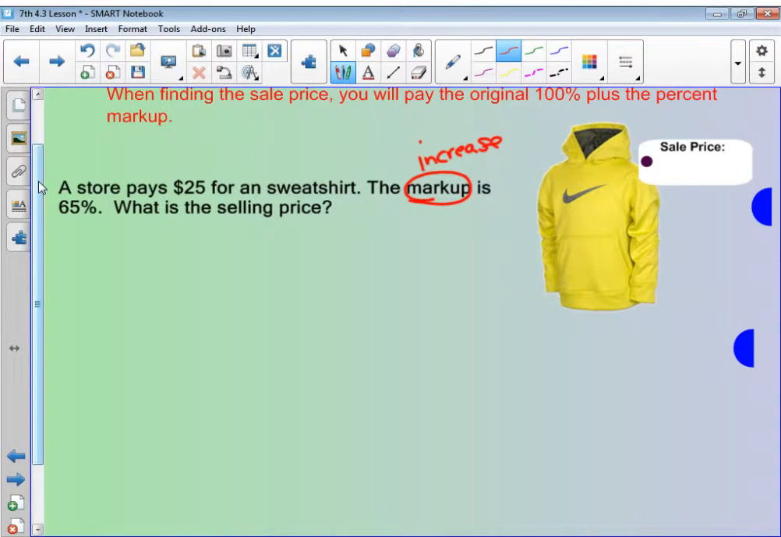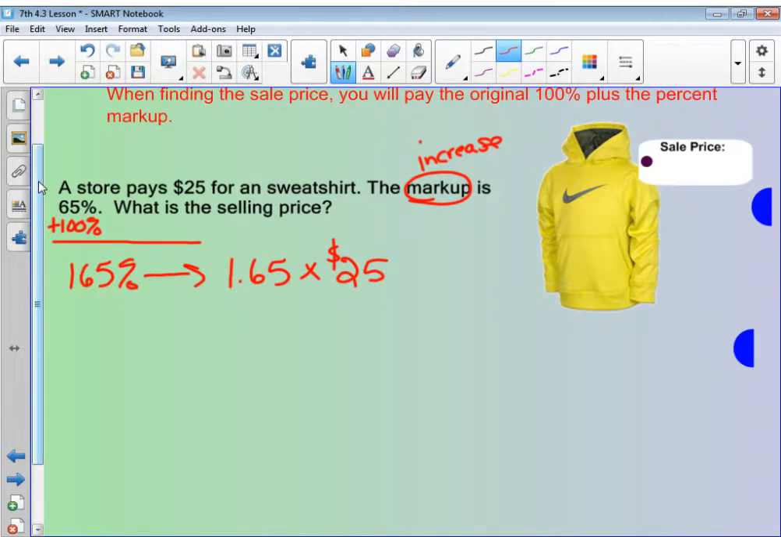So if I increase, I'm going to add 100% to this. To me, it's just easier calculating. So I want to figure out 165%, which is the same as 1.65 times $25.